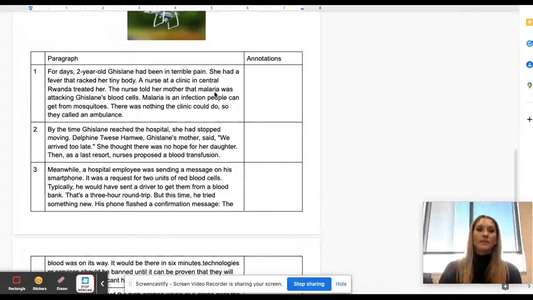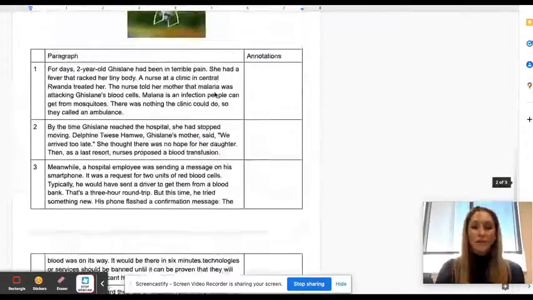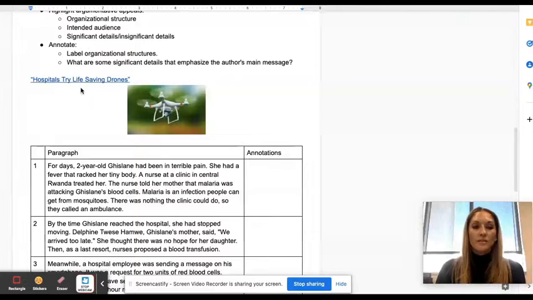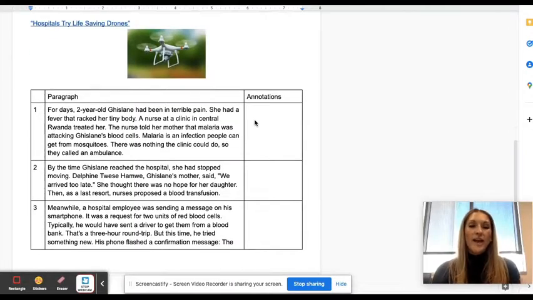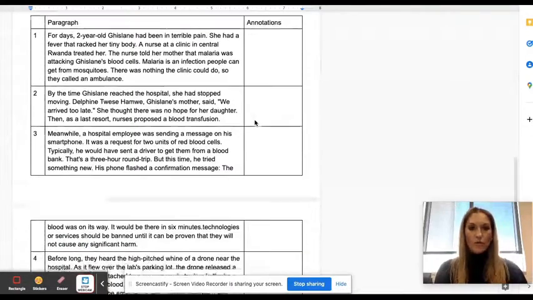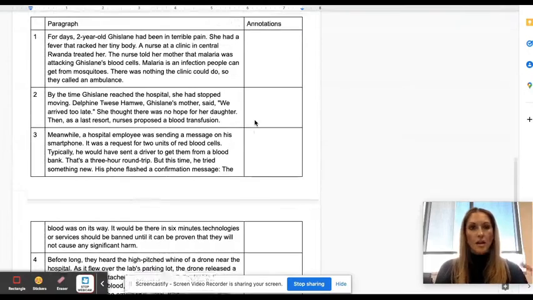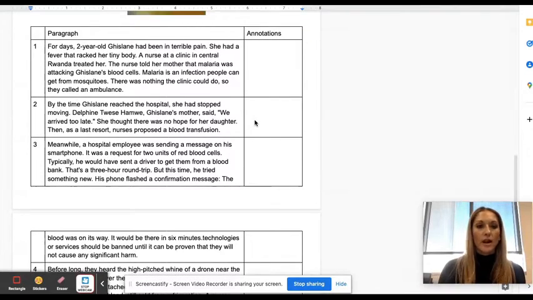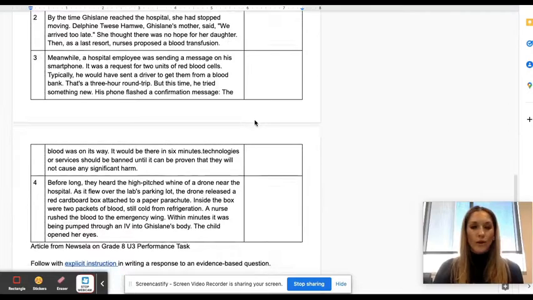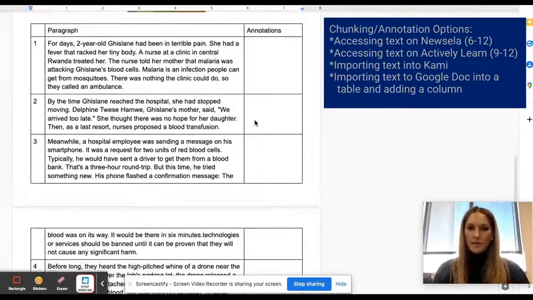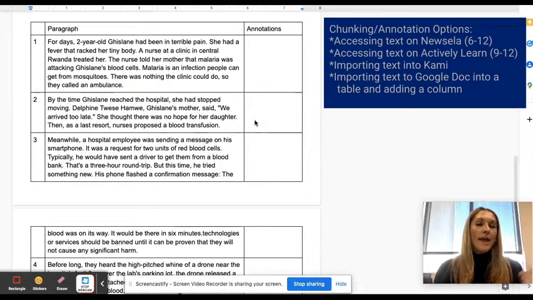So below you'll see this table, and all it is we took from the performance task this informational text, "Hospitals Try Life-Saving Drones," and we took it paragraph by paragraph, and all you're seeing in this graphic organizer is chunking. We've just chunked the text by paragraph, and we just showed you the first 4 paragraphs. Of course, you would do the whole text. If chunking in a table like this doesn't work for you, and Kami does work for you, if that's something that you practice in your classroom, please by all means keep using Kami.